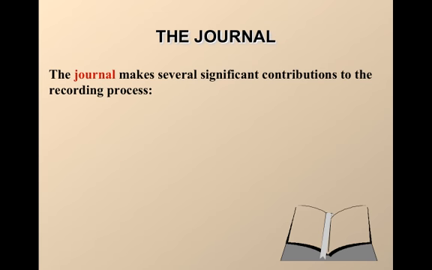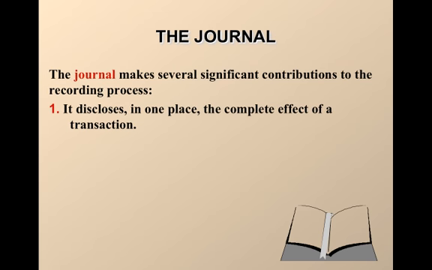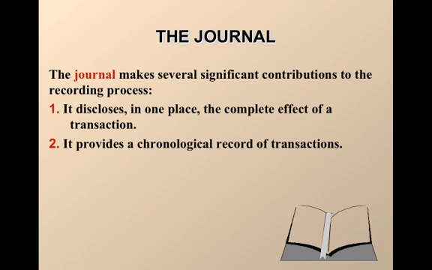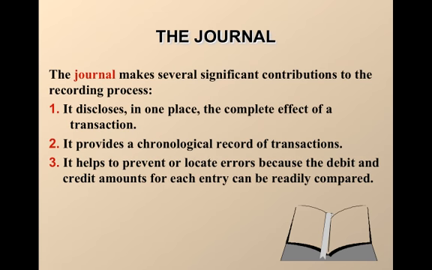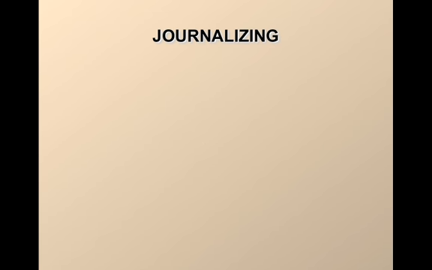The journal makes several significant contributions to the recording process because in one place it discloses, that means it shows, the complete effect of a transaction. Whereas if we just use the T accounts, you would have to go looking from one page to another just to see one transaction. And it also provides a chronological record of transactions. That means like a journal, like your diary, you keep track of things that happen. Well, here is a journal or a diary of all the business transactions. Also, it helps to prevent or locate errors because debit and credit amounts for each entry can be compared right away, right beside each other. If your debits don't equal your credits, then you've done something wrong.